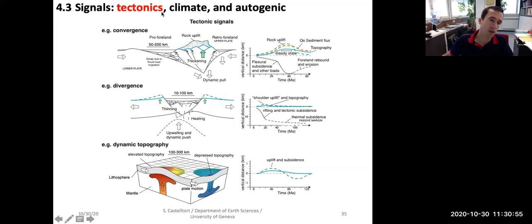Remember, if you use tectonics alone, la tectonique, you should put an S, okay? If you use tectonic as an adjective, tectonic signals, then it doesn't take an S. If you use the name, it's with an S.